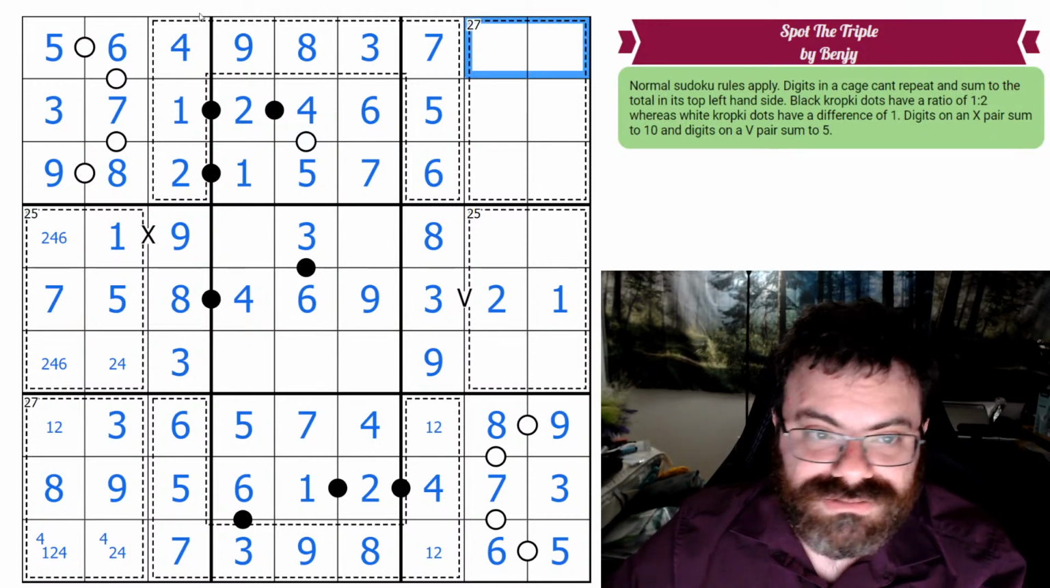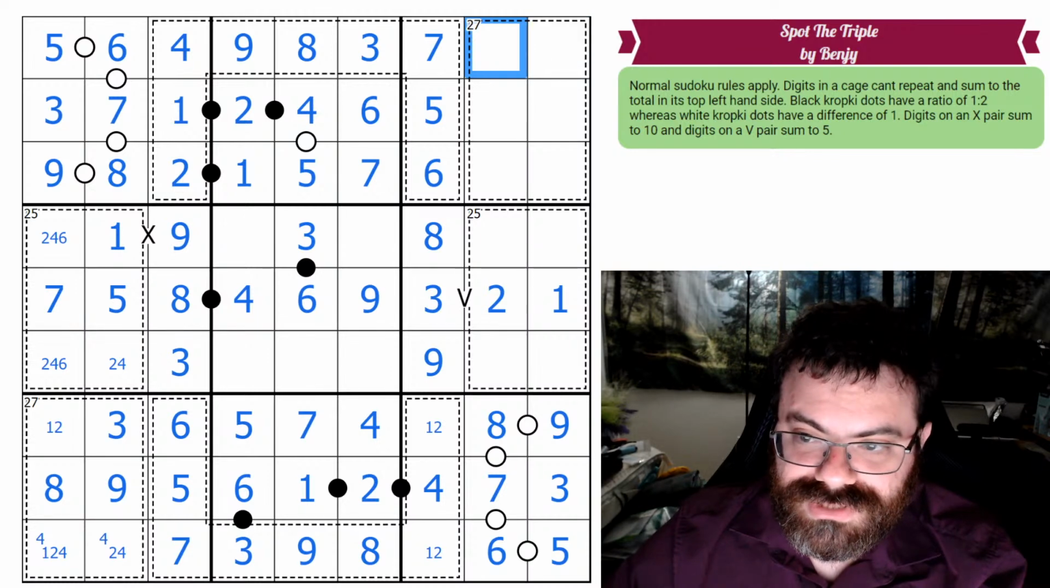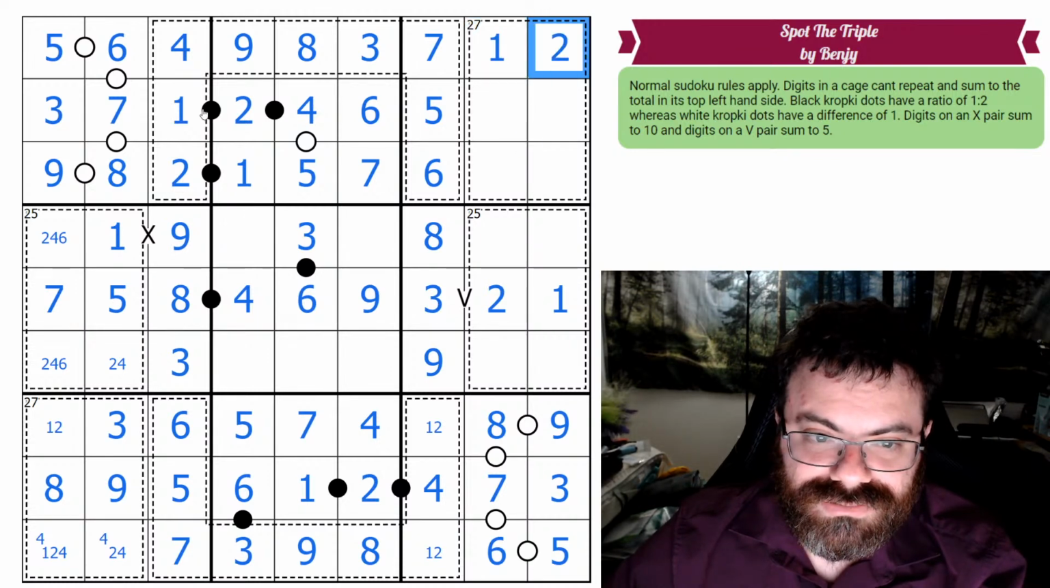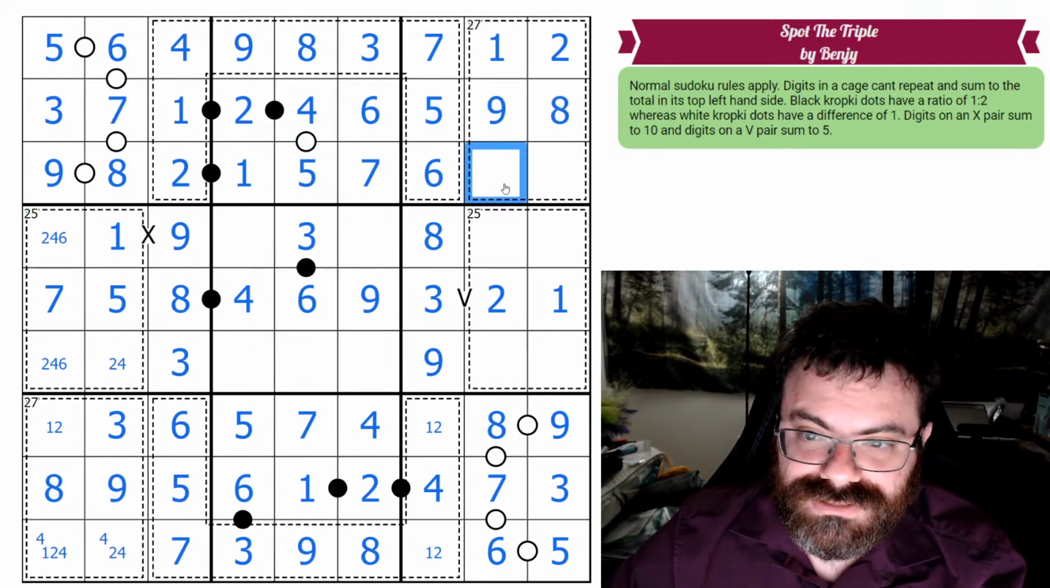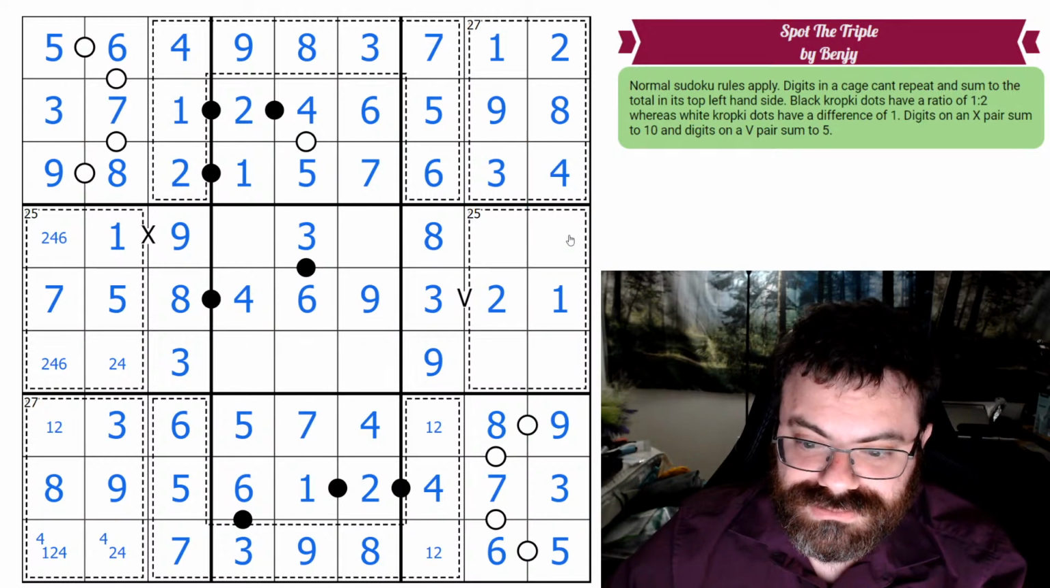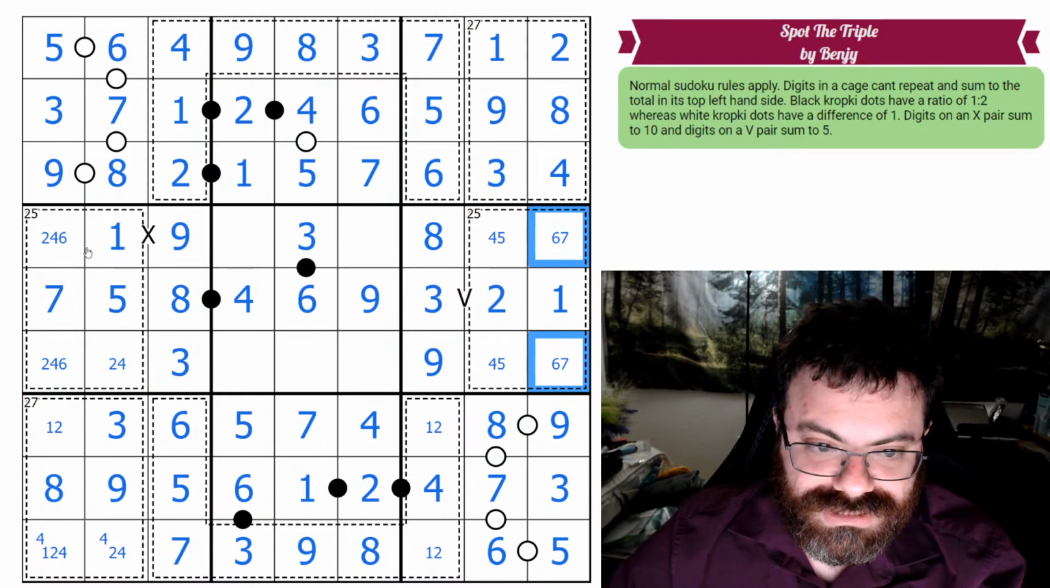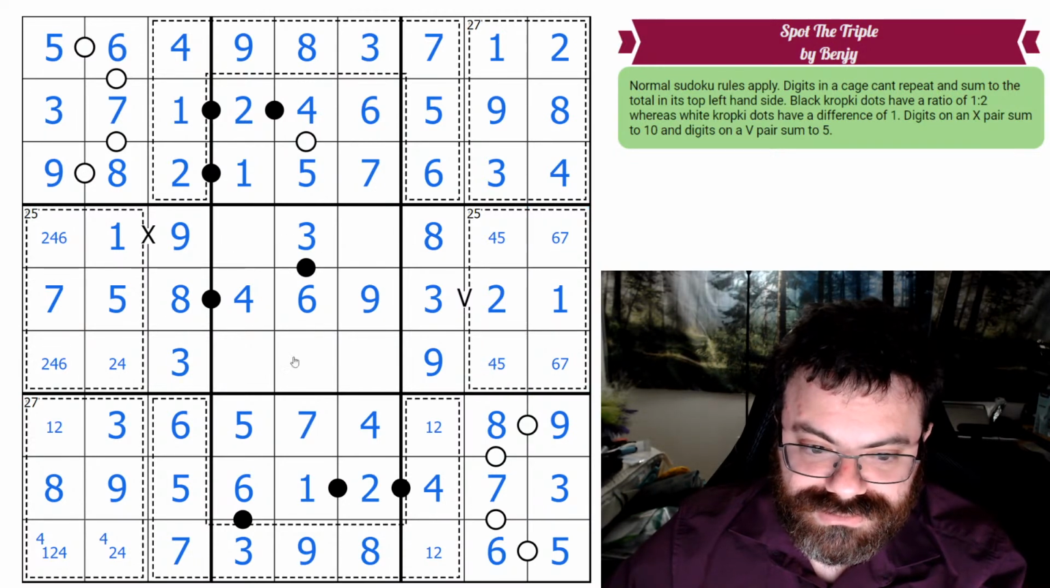Alright, almost done. I need a 1 and a 2, so that goes this way. I need 8 and 9, that goes this way. I need a 3 and a 4. Need a 4. Need 4, 5, 6, 7. So these are not 6, 7. These are not 4, 5. Anything seeing those? Not that I can tell. Am I blind? No. Okay.